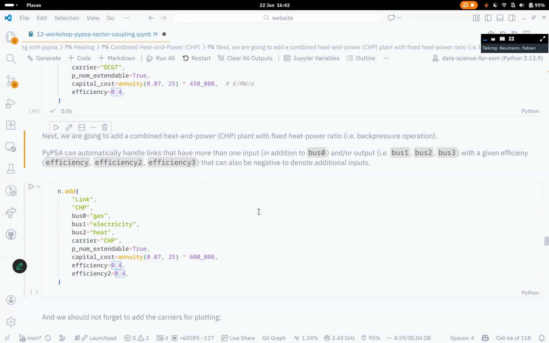So in that sense, what you have to remember is that bus 0 is always the input, and then any bus 1 to n would be an output. There are ways to model multiple inputs, single output, in which case you would have negative efficiencies, but that's a bit of a brain knot. So we'll keep it at kind of one input, two outputs for the moment. Okay, and we'll add the carriers for plotting, just adding some colors, and we can do another solve.